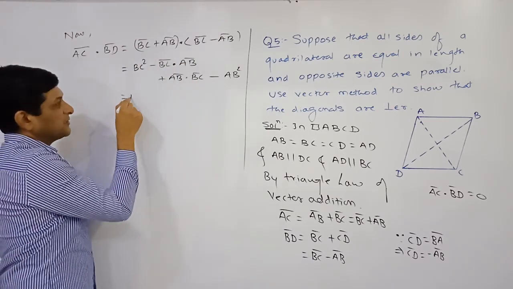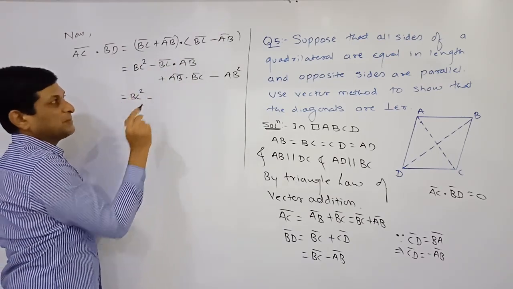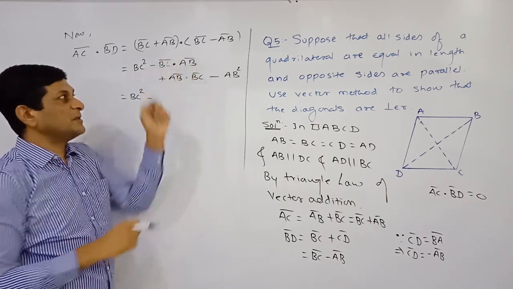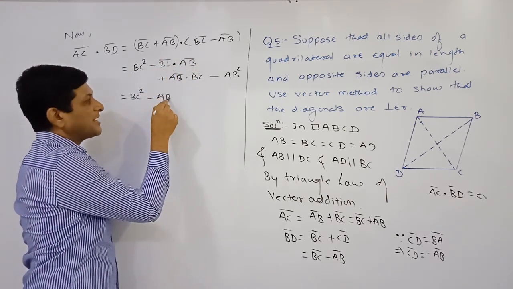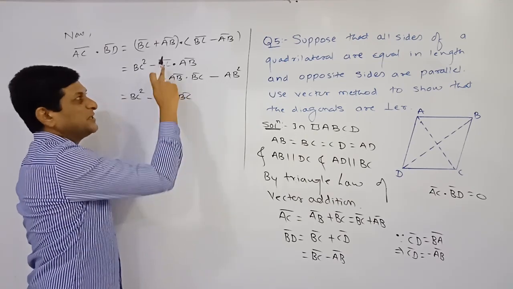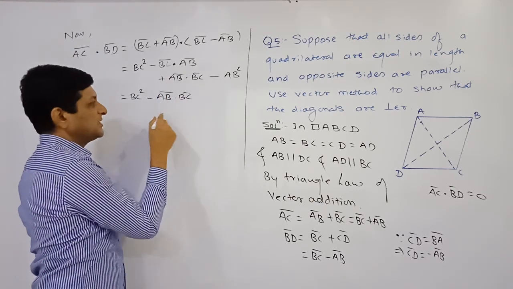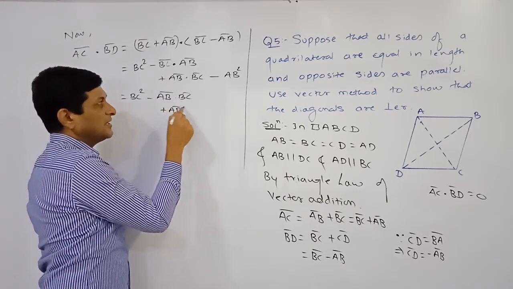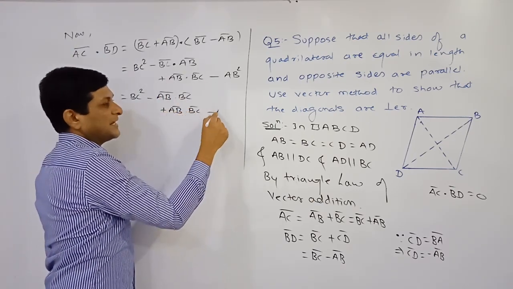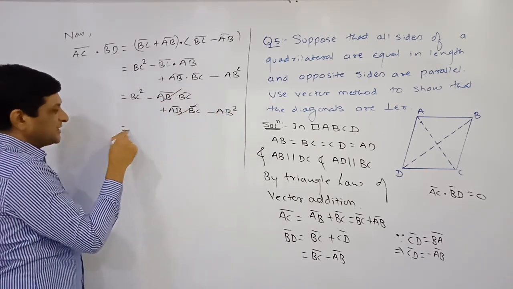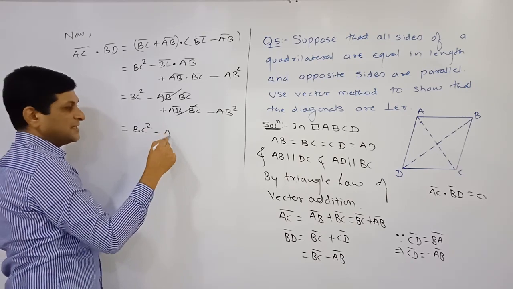So which is equal to, keep this BC square as it is, minus, we know that dot product is commutative. So BC bar dot AB bar can be written as AB bar dot BC bar. That BC bar dot AB bar can be replaced by AB bar dot BC bar. Keep the remaining term as it is, plus AB bar dot BC bar minus AB square. These two terms will get cancelled. So the remaining terms are BC square minus AB square.